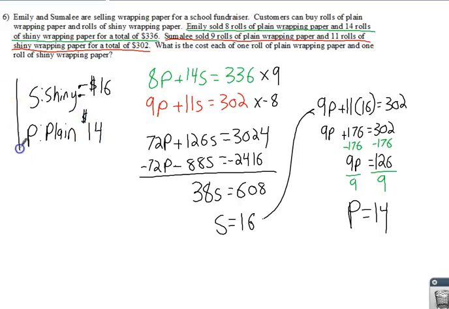There you go. Now, what some people will do, they'll write it out. You know, a roll of shiny paper costs $16. A roll of plain paper costs $14. It's fine. You can also put the dollar symbol down here and circle it, or box it if you like. That's also acceptable. Okay, moving on.